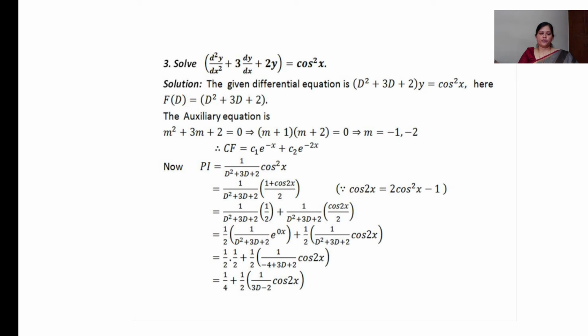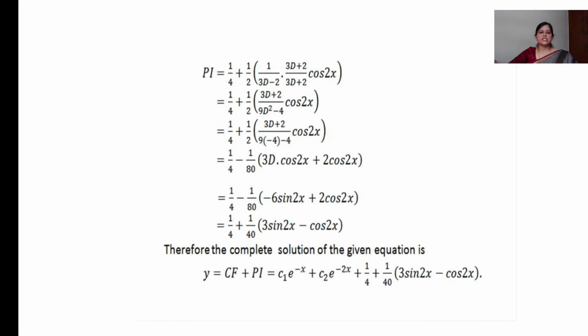So we keep 1 by 4 as the value of the first term as it is, plus 1 by 2 into 1 over 3D minus 2 into cos 2x. Now the D square term is not in the denominator; we have only the D term. That's why we go for conjugate multiplication. The conjugate of 3D minus 2 is 3D plus 2, so we multiply and divide by 3D plus 2 in the next step. The numerator is 3D plus 2, and the denominator is 9D square minus 4, using the formula (a plus b) into (a minus b) is a square minus b square.